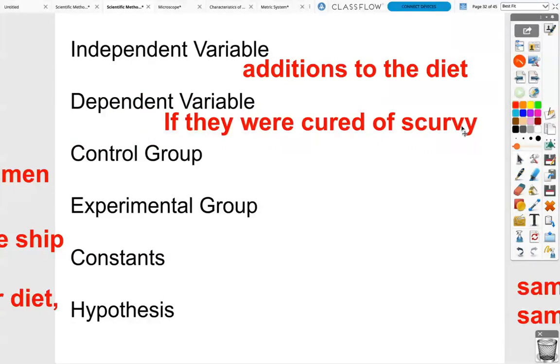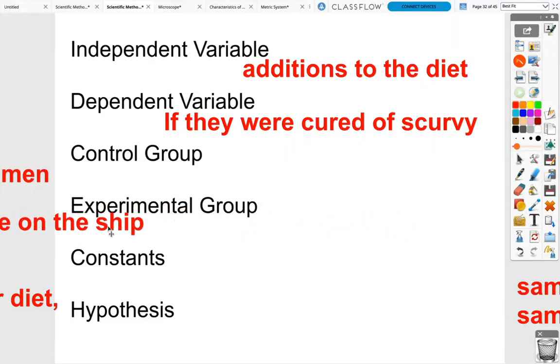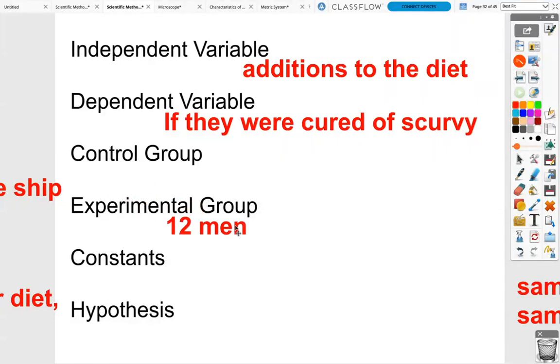We have two groups here, our control group and our experimental group. Your experimental group is probably easiest to figure out. It's the ones that are being experimented on. Oops, sorry, I've got the wrong one. So that would be the 12 men. So the 12 men were in your experimental group. They had your independent variable.